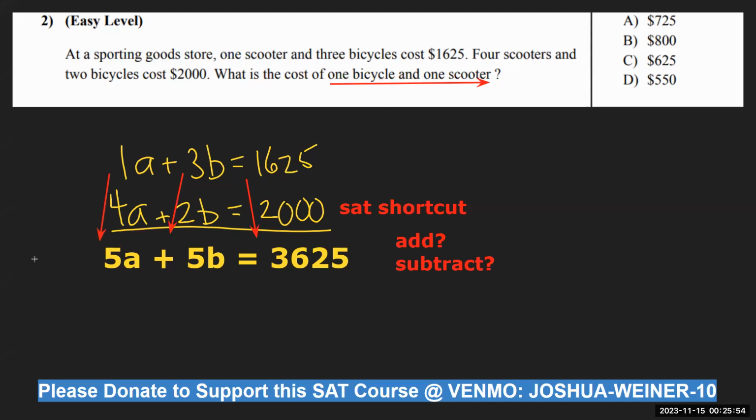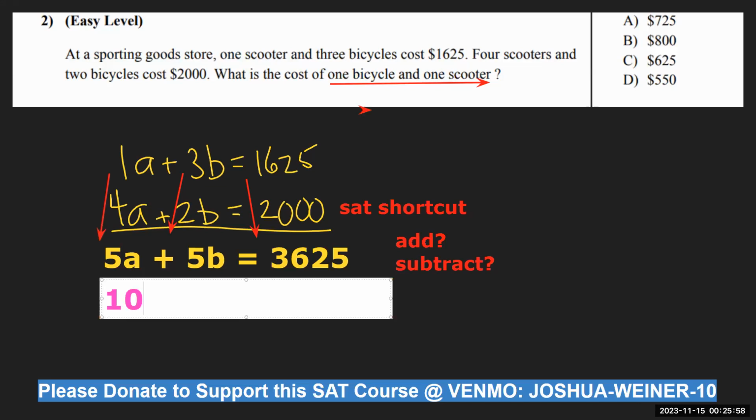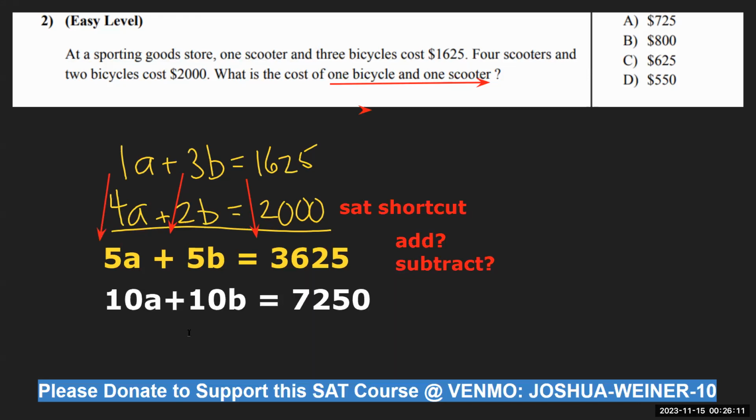So we could divide by five, but it's easier to just double it. So that means 10 scooters plus 10 bicycles must be, well, what's double 36? That's 72. And double 25 is 50. So 7,250. That's easier to divide by 10 because then we just cross off the zeros. And one scooter plus one bicycle is $725. And we have the correct answer, choice A. You can see that? Because then we just have one, and one is a 725. Using the add shortcut for the system. Okay, any questions on number two?